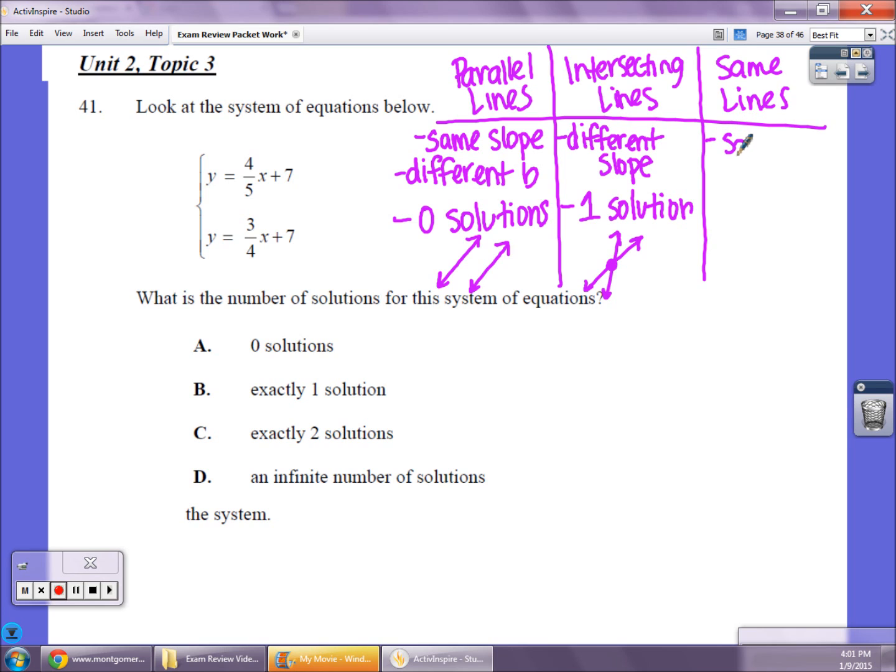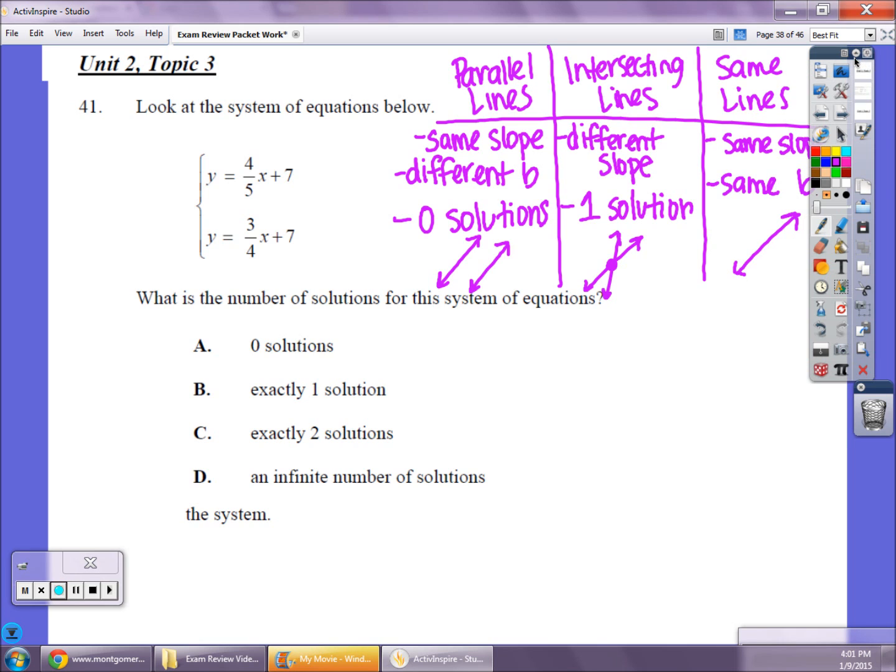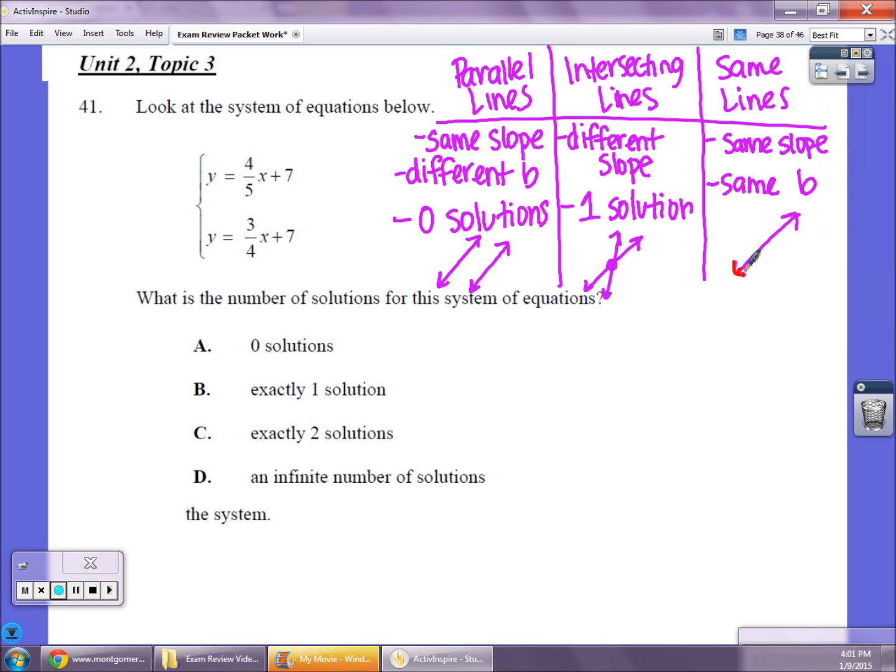Same lines are going to have the same slope. Everything is going to be the same. That makes sense, right? Same b. And what's going to happen, if I go to graph those, I'm going to graph one line, and then I'll end up graphing the exact same line again. So they would be directly on top of each other.